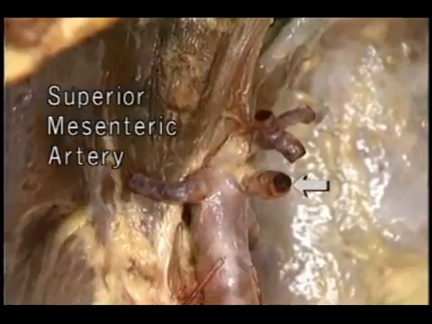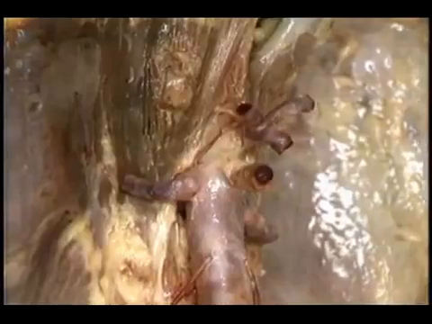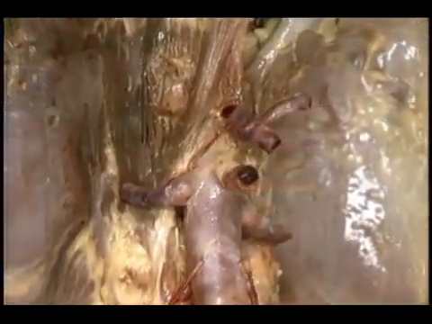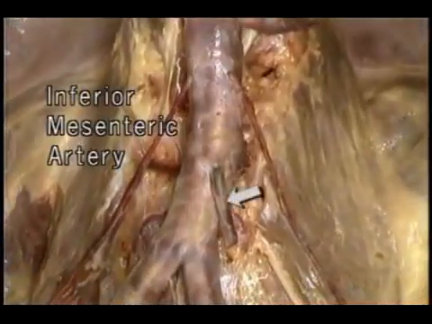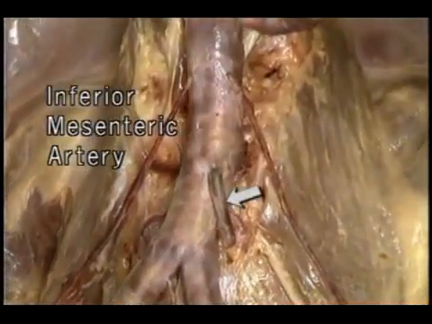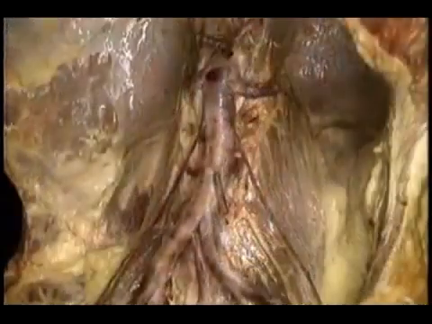The superior mesenteric artery arises at the level of L1. Its branches supply the small intestine and much of the large intestine. The inferior mesenteric artery arises at the level of L3. Its branches supply the distal part of the large intestine.